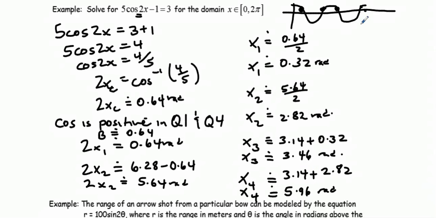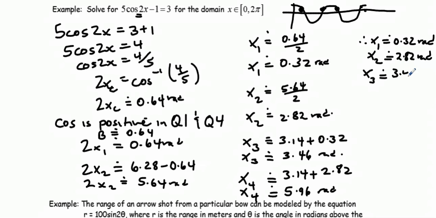And I'll summarize, therefore, x1 is approximately equal to 0.32 rad. x2 is approximately equal to 2.82 rad. x3 is approximately equal to 3.46 rad, and x4 is approximately equal to 5.96 rad.